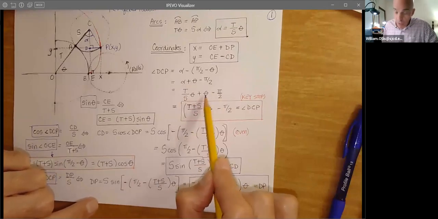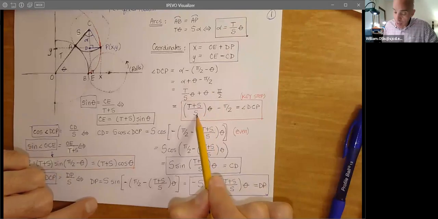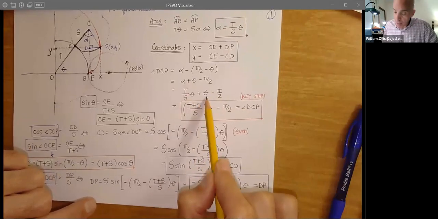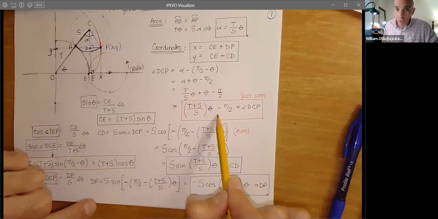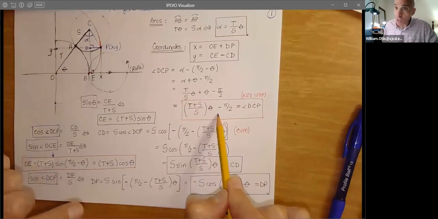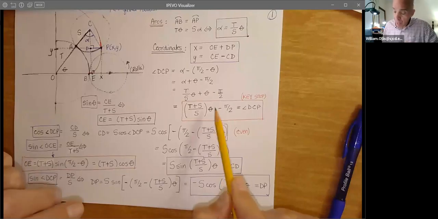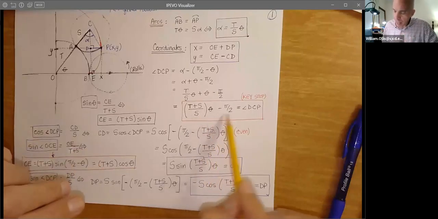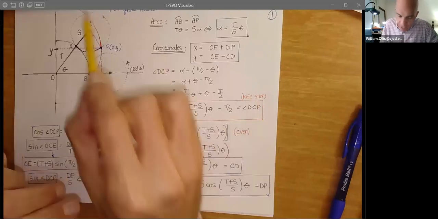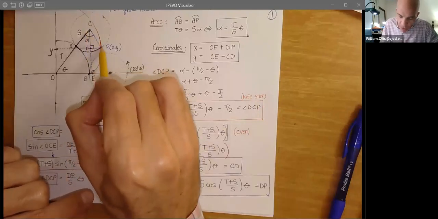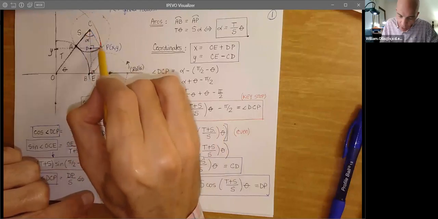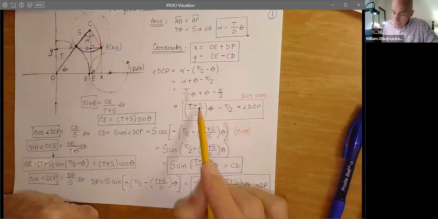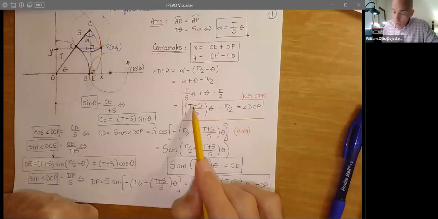Okay, now we figured out alpha up here. I want you to learn this, so pay attention. Alpha we learned up here. So we replace alpha with T over S times theta. And so now we have two thetas here. So get a common denominator of S. So we have T plus S over S times theta minus pi over two. And you're thinking, oh, cofunction. But it's kind of flipped around.